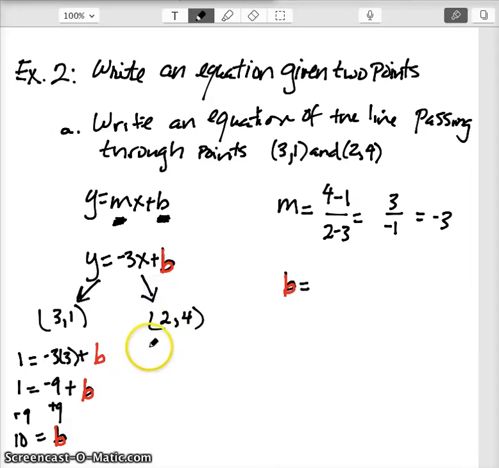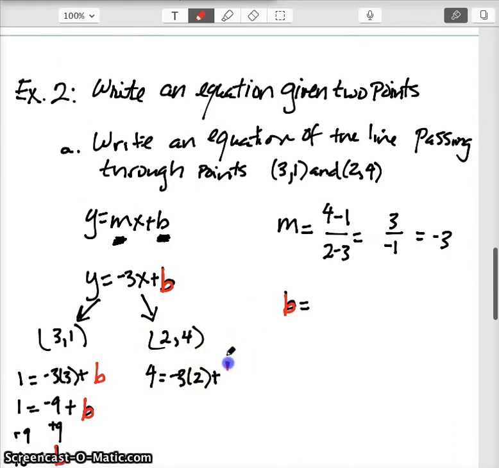So let's check it out. We have 4 = -3 times 2. Notice I'm putting the 4 in for y, the 2 in for x, and I'm going to add that to b, and we're going to solve for it. So let's see what we get here. When I multiply negative 3 times 2, I get negative 6. So 4 = -6 + b.